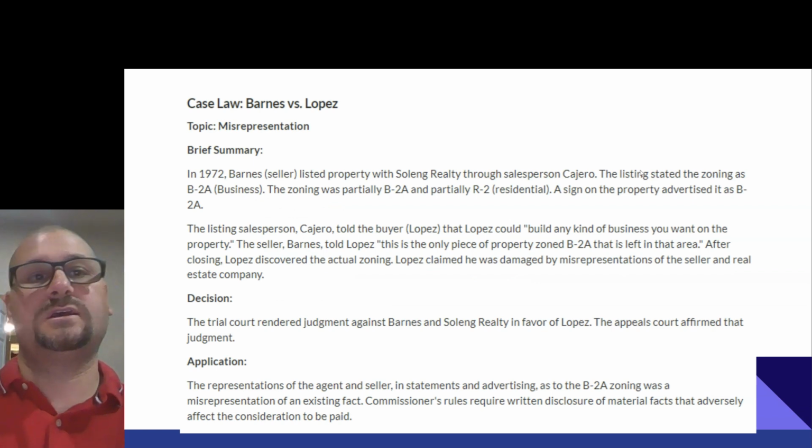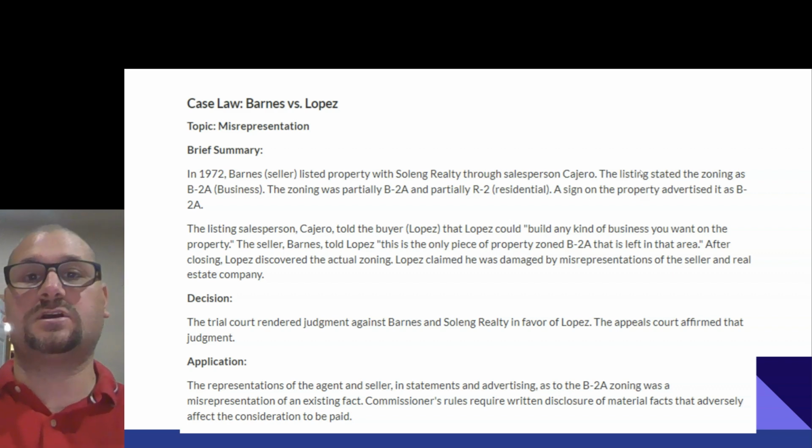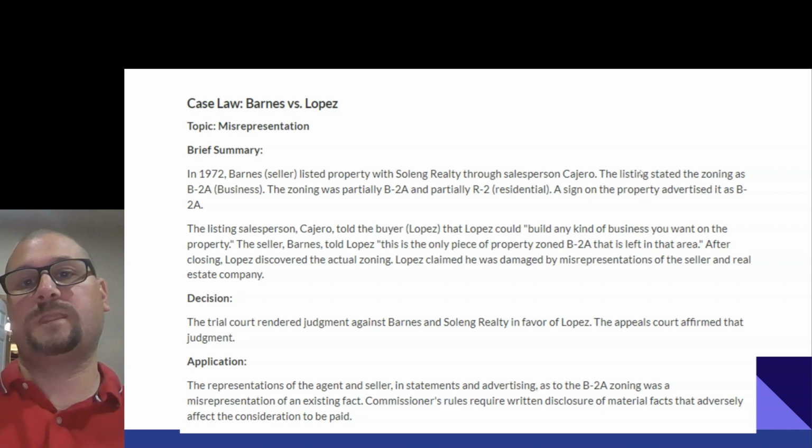1972, Barnes, he's the seller. He listed a property with Solane Realty through salesperson Cajero. The listing stated the zoning as business, B2A. The zoning was partially B2A and partially R2, residential. So for those folks who don't know zoning, B2A is business, R2 is residential. A sign on the property advertised it as B2A.